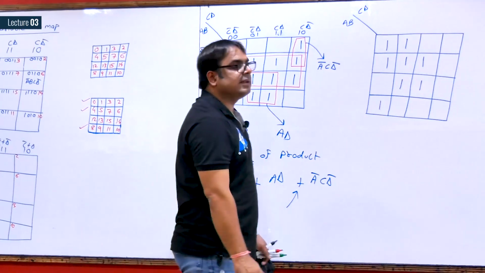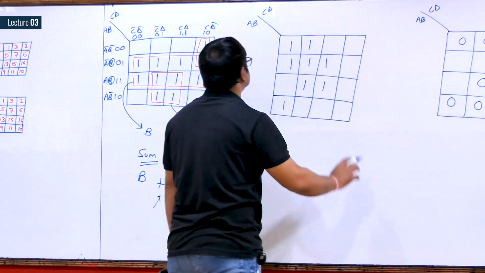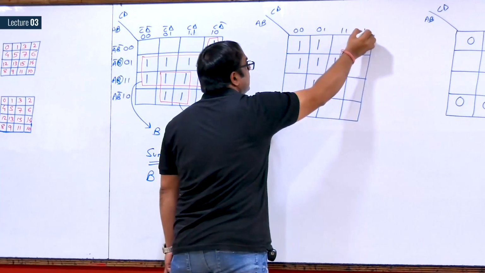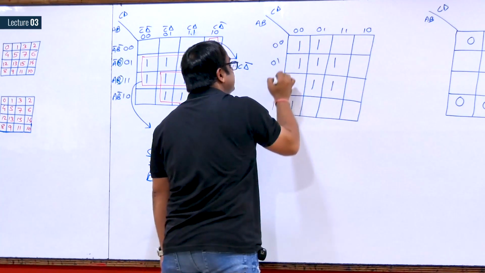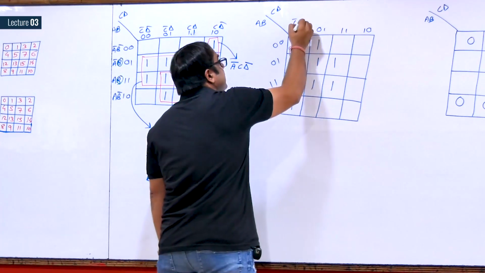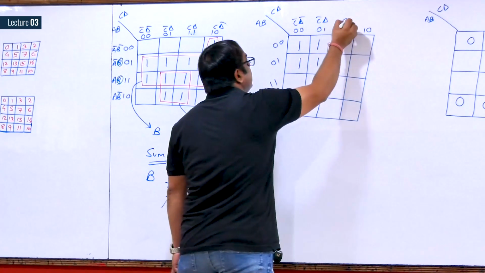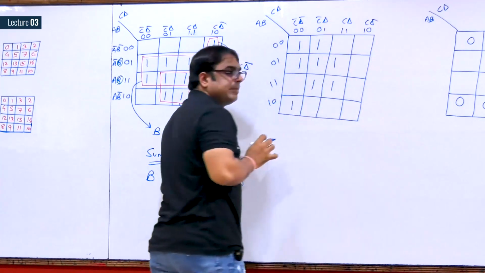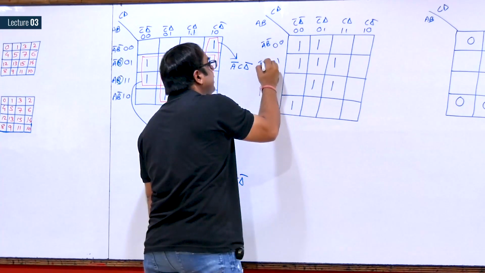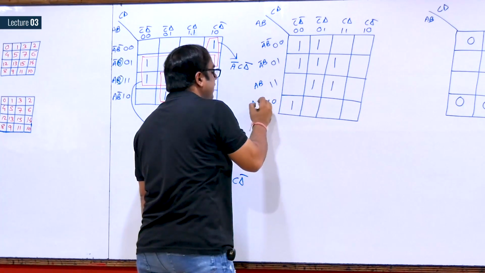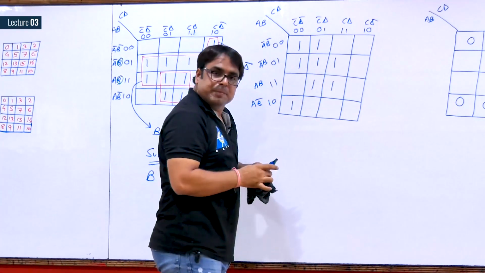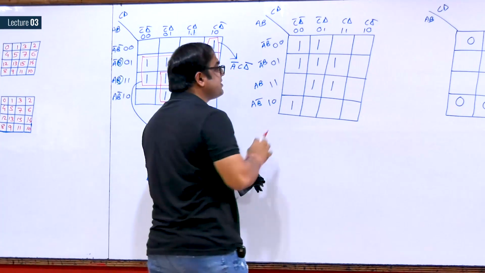Let us try another one. See here, again 0, 0, 0, 1, 1, 1, 1, 0. Along the top: C complement D complement, C complement D, C D, C D complement. Along the side: A complement B complement, A complement B, A B, A B complement. Now start making the group, starting from the biggest possible group visible to you.